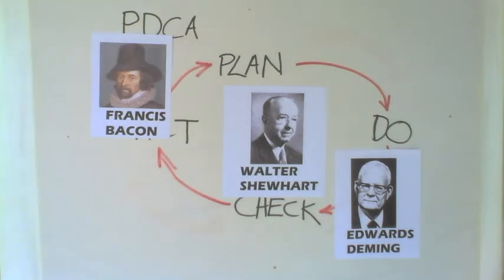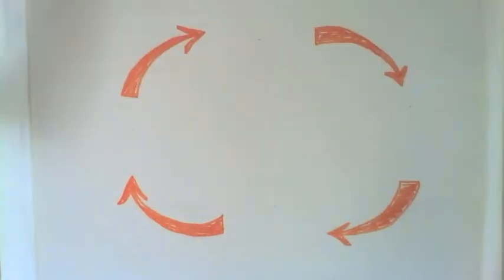Deming was an American statistician, professor, author and lecturer in quality assurance. He promoted the cycle so widely and actively that it became known around the world as the Deming cycle. The Deming cycle, or PDCA, should be repeated again and again to achieve the benefit of continual improvement.